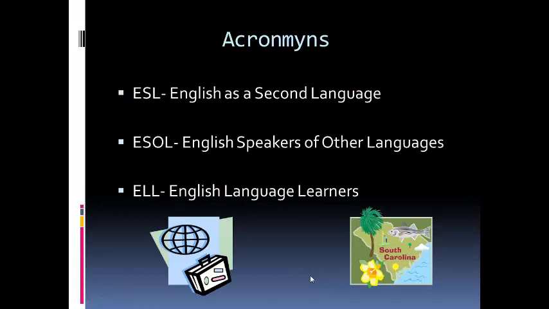Today we're going to talk about English language learners, and there are some acronyms that you need to know if you're not already familiar with them. You'll see these terms in schools quite frequently. ESL, English as a second language. ESOL means English speakers of other languages, or ELL, English language learners.